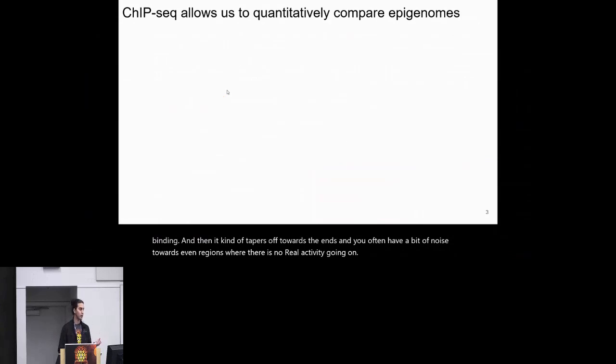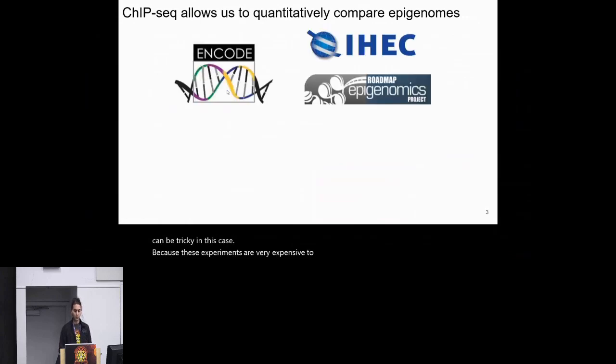Now that we have a way to quantify this kind of protein activity, we can go ahead and run some quantitative analyses to find patterns in transcription factor binding and histone modifications. But when you're searching for these broad patterns and don't know exactly what you're looking for, you will typically want a fairly large number of experiments, which can be tricky in this case because these experiments are very expensive to run. The good news is that there are multiple large-scale projects which have run essentially hundreds of these experiments and open sourced their data for computational biologists to use.